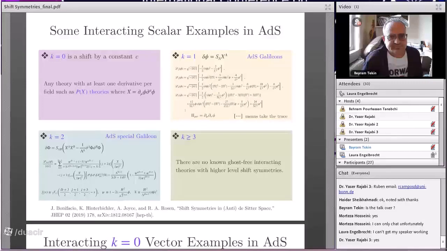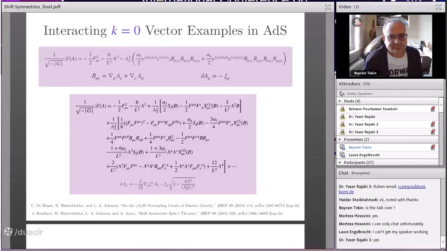Unlike in flat space-time where it was a linear combination of regular Galileons, it's a completely separate object. In the flat space limit, it does reduce to a linear combination of the flat space Galileons, but in anti-de Sitter space-time, it's completely separate. For k greater than or equal to 3, again, there are no known ghost-free interacting theories.